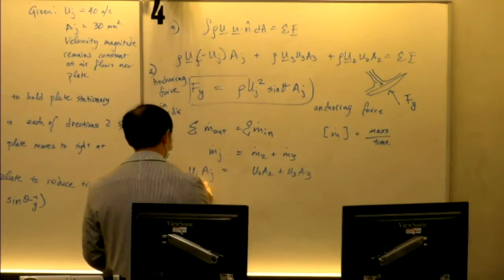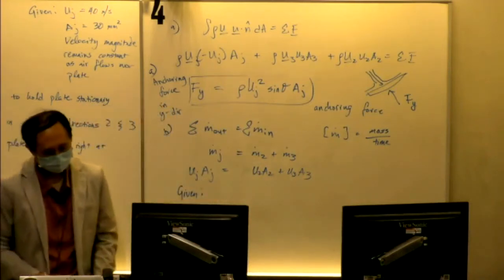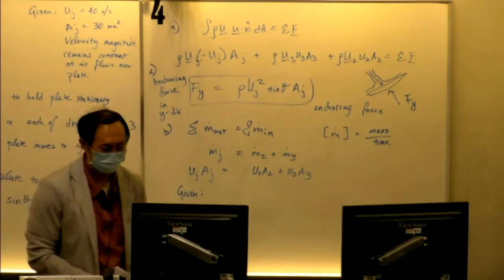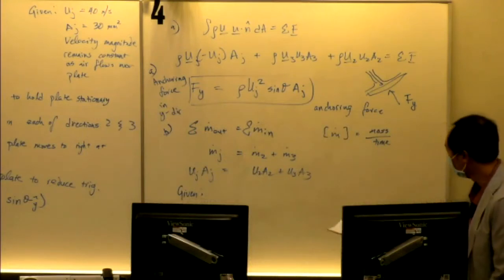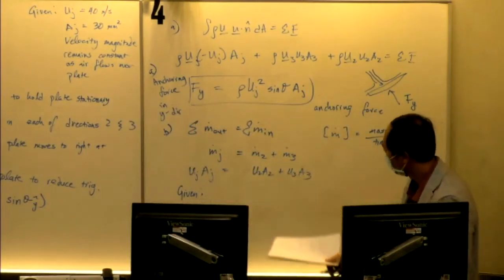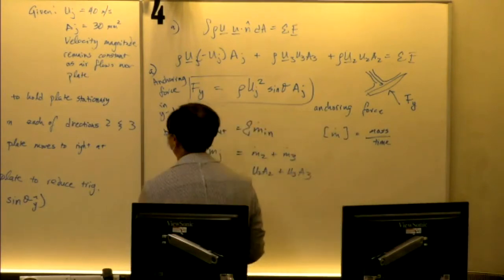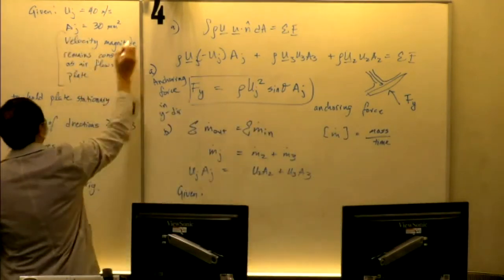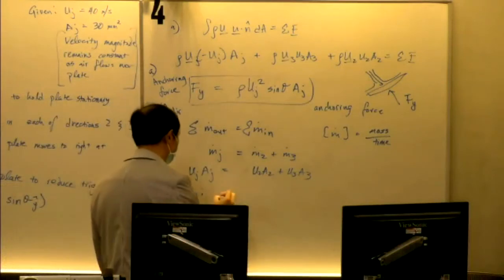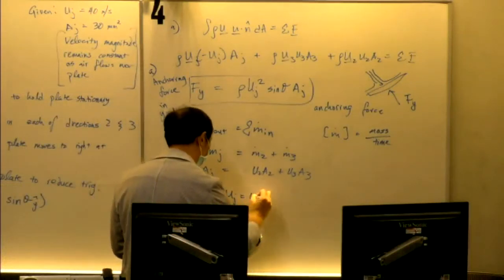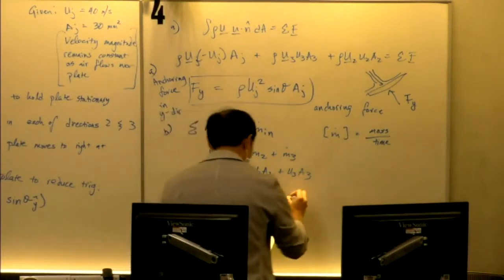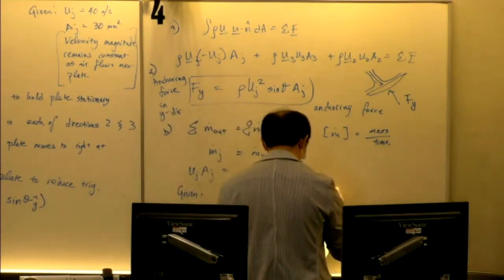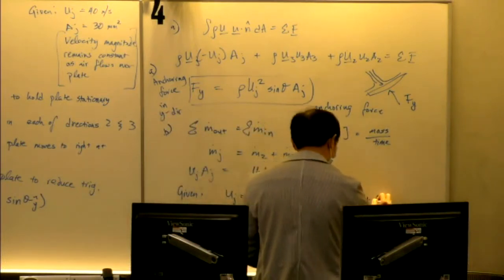Now, just like we saw for the Bernoulli equation, every time you introduce a new inlet or outlet, you're going to introduce new friends to the party. Here you've got these two areas which you don't know. The only way you can solve for them is by using the fact given in the problem, that the velocity magnitude remains constant. So Uj is equal to U2 is equal to U3. And if you have that, you can show that Aj is equal to A2 plus A3.